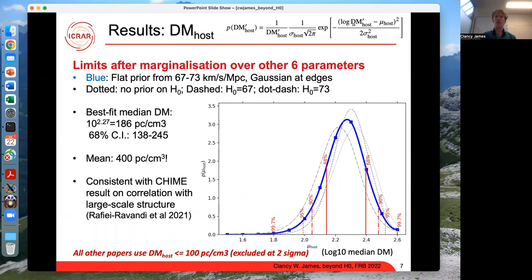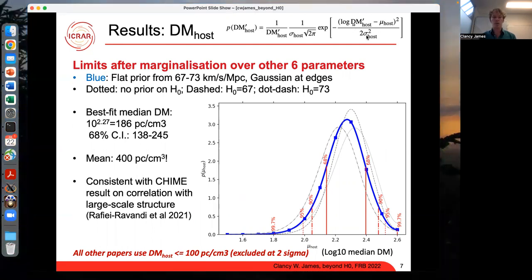Okay, so first result that is not on the Hubble constant is the dispersion measure induced from the FRB host galaxy. So this is modeled as a log normal distribution, the probability distribution of DM_host, governed by 2 parameters, the log mean, in log10 space, and the spread, sigma_host. Now, when you do this and you marginalize over the 6 other fitted parameters, the thick blue line is our result, which includes this prior on the Hubble constant, although the thin gray lines are for different priors. And you see, the result you get does depend on the assumed value of H0.